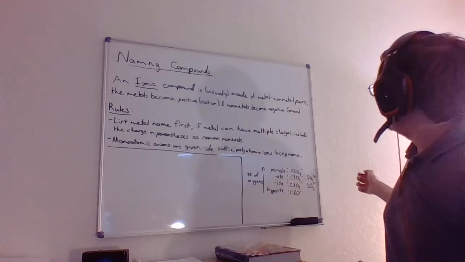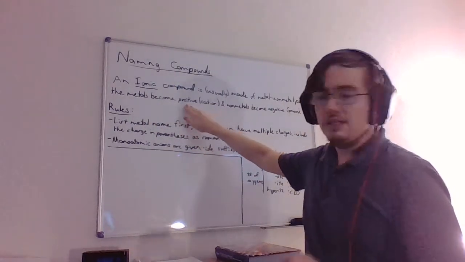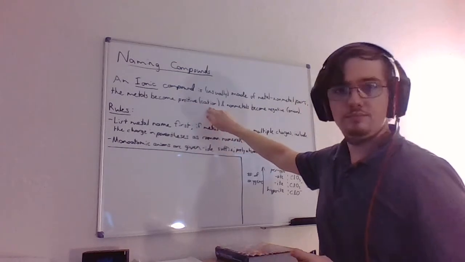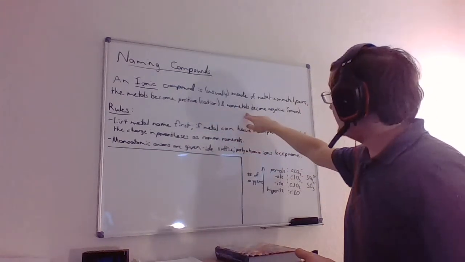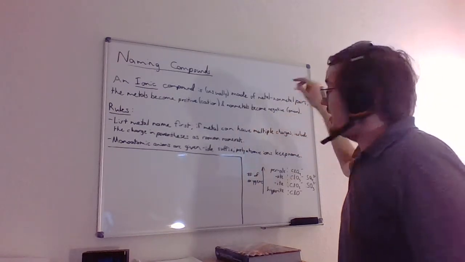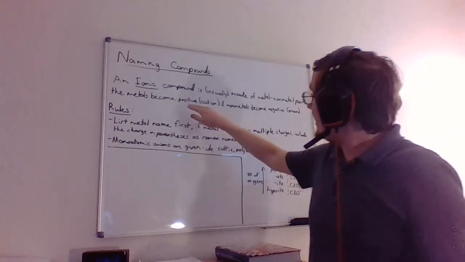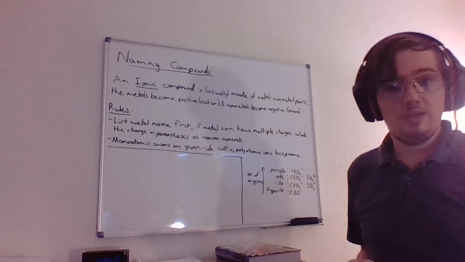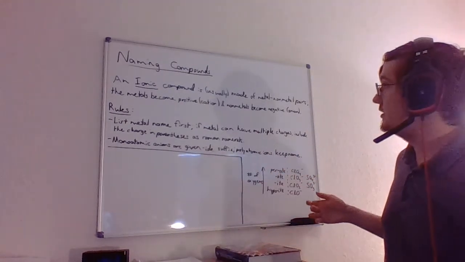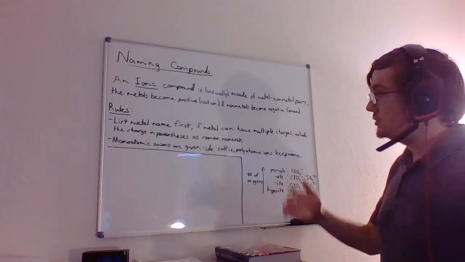So in this case, we call the metals, since they lose electrons, they become positive, and we call positive ions cations. Now, the nonmetals gain electrons, so we call them anions. Anion means negative ion, cation means positive ion. So just keep that in mind throughout the video. Okay, now that we have defined what an ionic compound is, roughly, we'll talk about the rules for naming them.